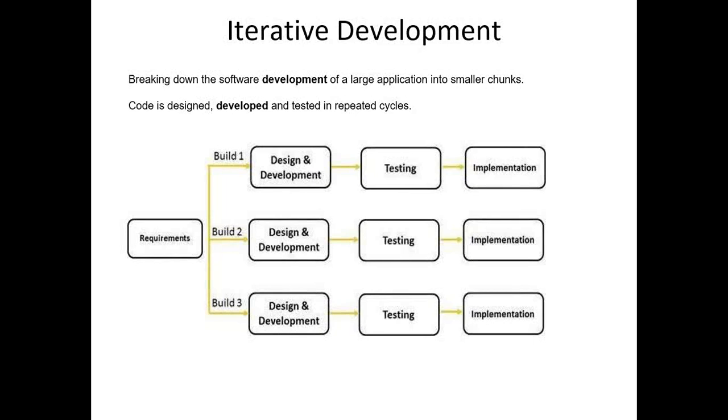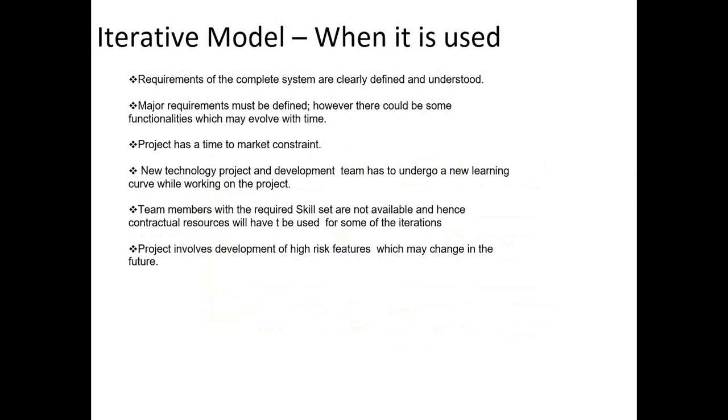So when is it used? When the requirements are defined, you are able to clearly define them. But there could be some changes in the requirements. Major requirements are done, which means 80% of the requirements is done. 20% is still not done, which could evolve over time, which means it could be defined later. In that case, you can use iterative.